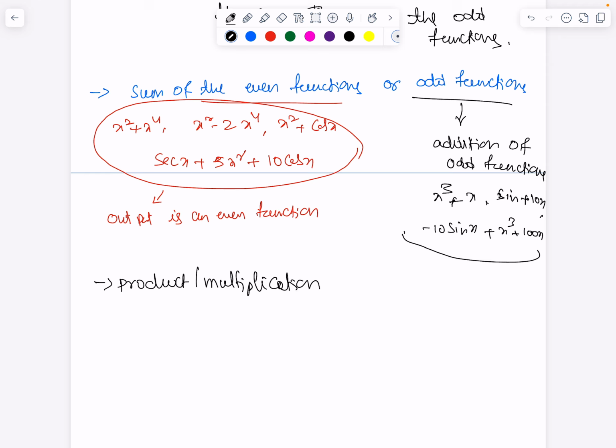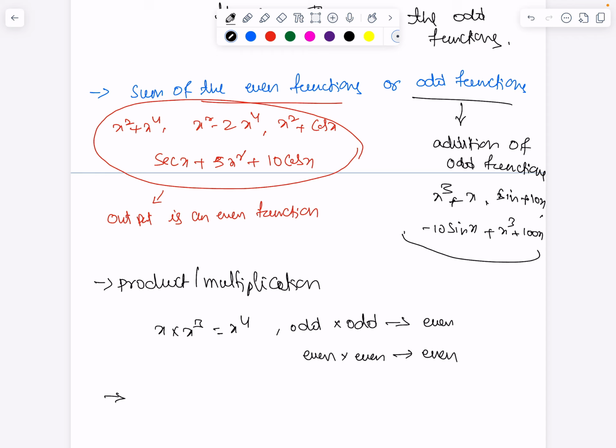Now what about the product or the multiplication? Whenever you pick x into x cube, this is x power 4, the simplest example. So the multiplication of odd into odd, odd times odd, gives an even function, and even times even gives even.